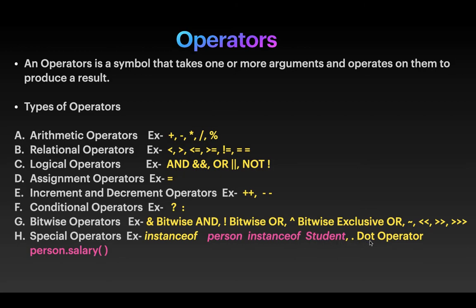Next is the dot operator, which we often use to invoke a member of a class. Let's say we have this object person of class student. Using the object, we are invoking a member of that class, in this case this method, with the dot operator, because later on we'll see that we need a dot operator to invoke any particular method or member of a class with the help of an object of that particular class. In this case it is person. Okay, so now let's move to the next.